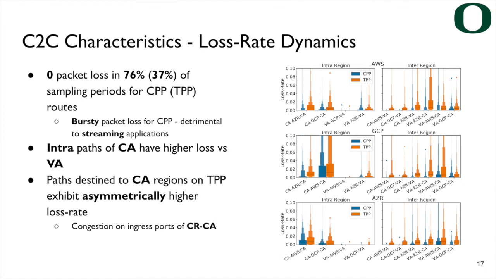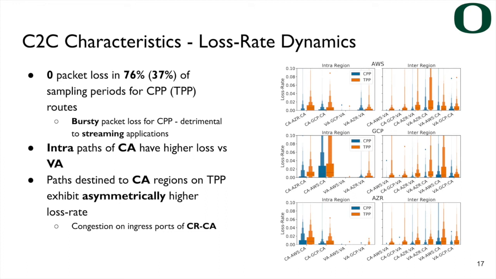Another interesting observation that we had was 76% of our sampling periods for CPP routes observed 0 packet loss, while for TPP routes this was only 37% of our sampling periods, which indicates that packet losses are more prevalent and commonplace within TPP routes, while for CPPs it seems to be more of a bursty nature. This bursty packet loss could be detrimental for streaming applications.